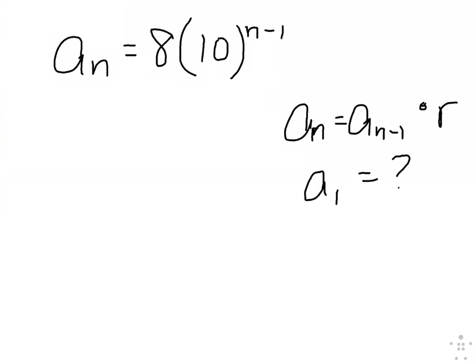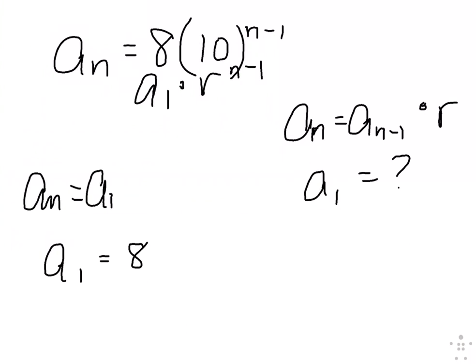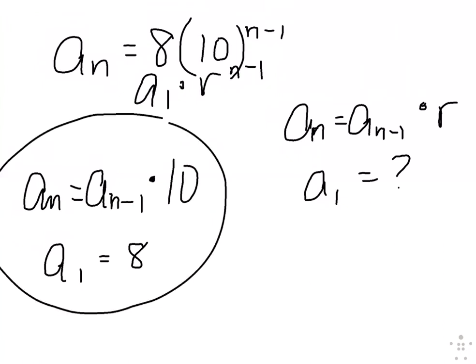Some of you are very comfortable with doing that, because isn't that the explicit rule? A1 times r to the n minus 1. So what's A1? 8. A sub n equals a sub n minus 1 times, what's the ratio? 10. Pretty easy? Good. Again, those two are something like number 7.